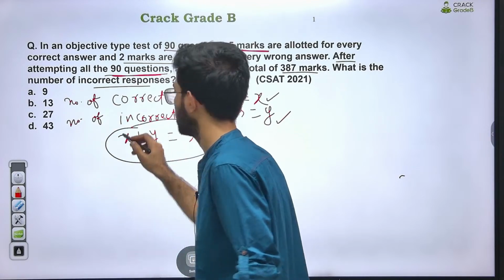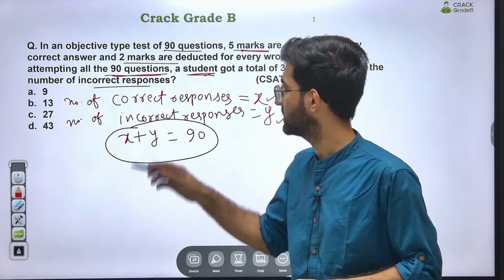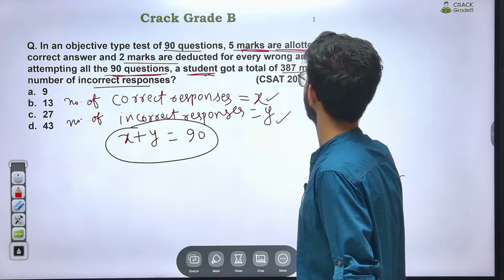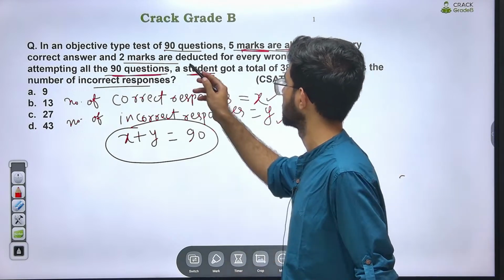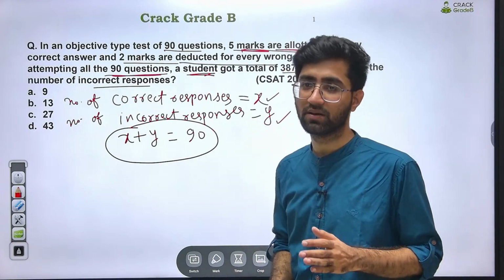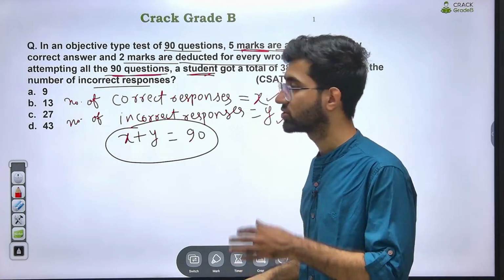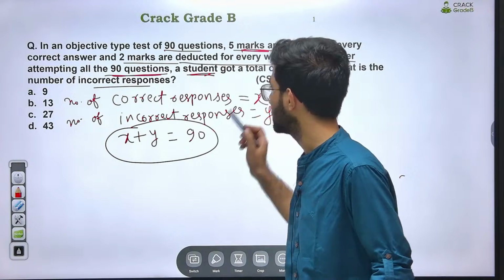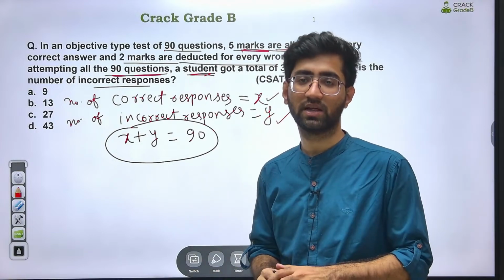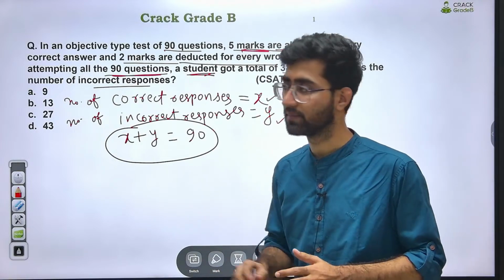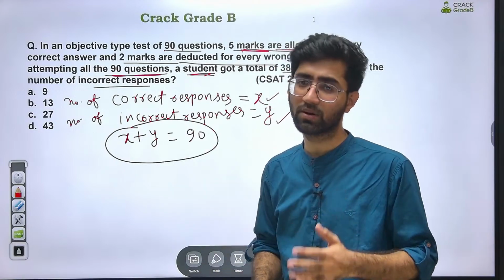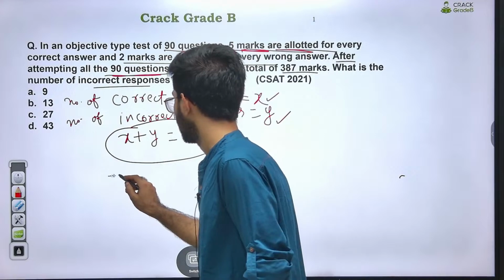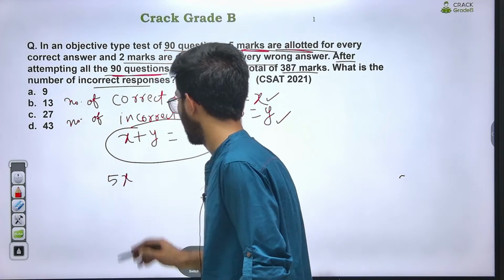So we have an equation in x and y, right? If you read the question further, it has been given that 5 marks are allotted for every correct answer and 2 marks are deducted for every wrong answer. So if you answer one question correctly, you get 5 marks. If you give x number of correct responses, you will get 5 into x, so 5x.